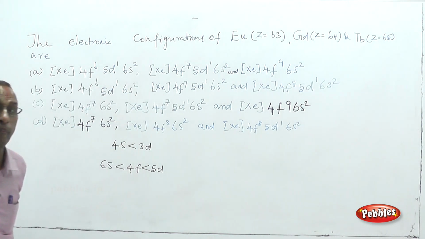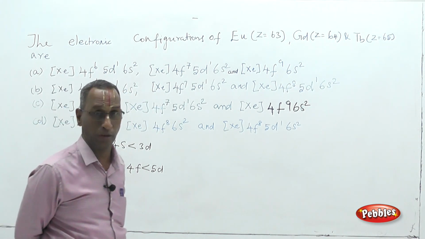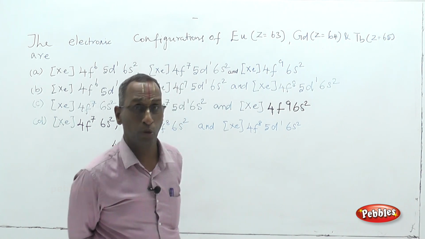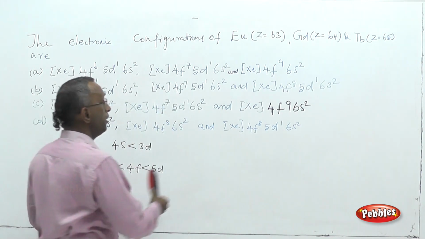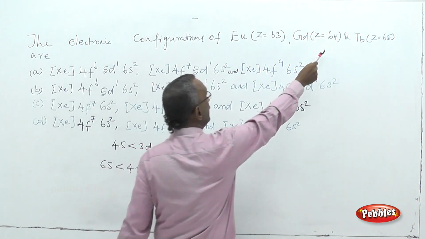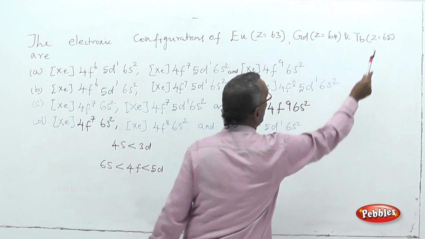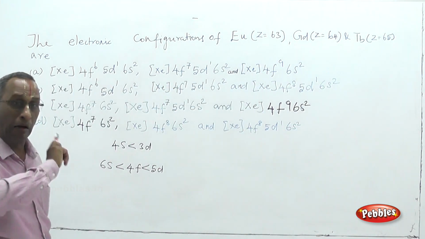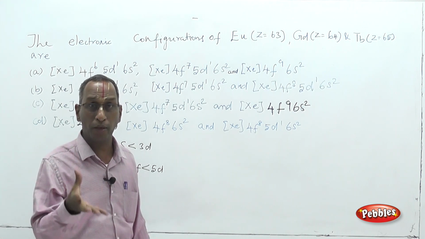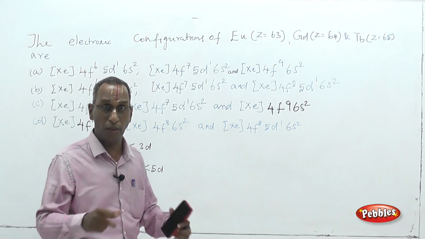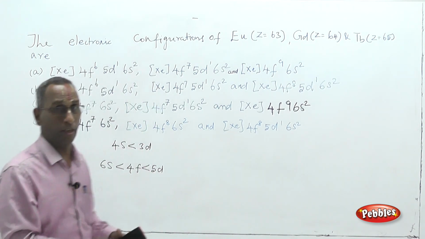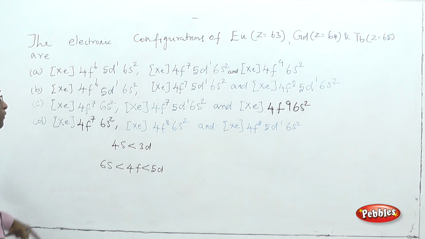So atomic number means number of protons or number of electrons. Now we are bothered about the electronic configuration. So europium contains 63 electrons, gadolinium contains 64 electrons, terbium contains 65 electrons. All the electrons will be outside the nucleus. All the electrons have the same charge, so each electron will repel one another. So it has to be properly positioned. That describes the electronic configuration.